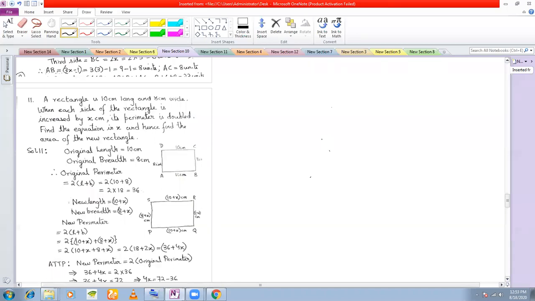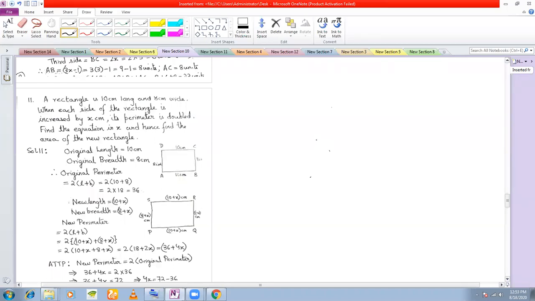Now suppose if I tell you that the length of a rectangle is 10 centimeter, I increase it by 2 centimeter. What is the final length or the new length? 10 plus 2, right? If I say I increase the breadth of a rectangle by 2 centimeter, where the initial breadth is 8 centimeter, what is the new breadth? 8 plus 2, right? So here each of the length and breadth are increased by x centimeter.